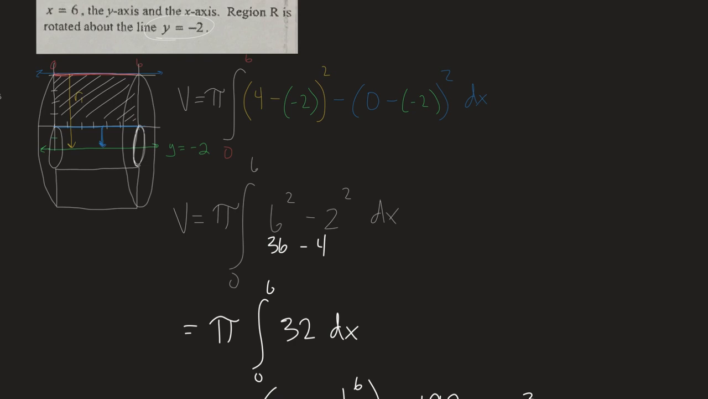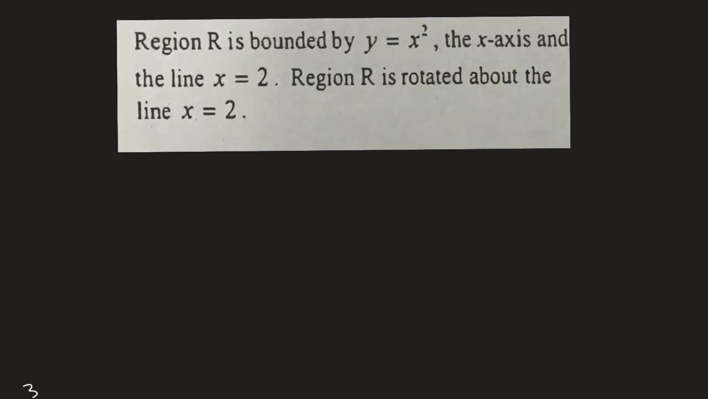What if we rotate it around the y-axis? How does that change your function? Well, let's find an example when we do that. So let's look at this one. We have y equals x squared. We have x equals 2, and we're rotating it around the line x equals 2. So let's see if we can wrap our brains around what this shape is.